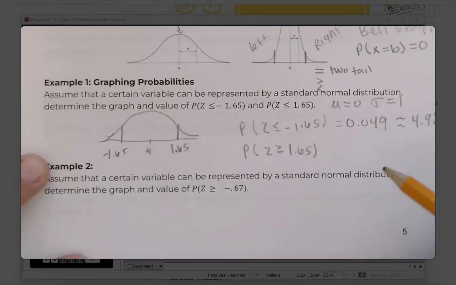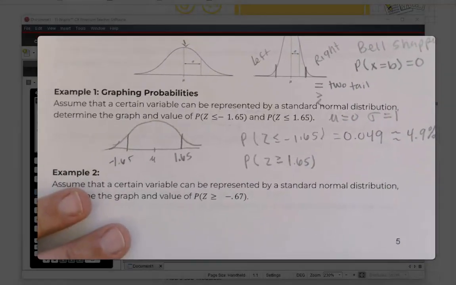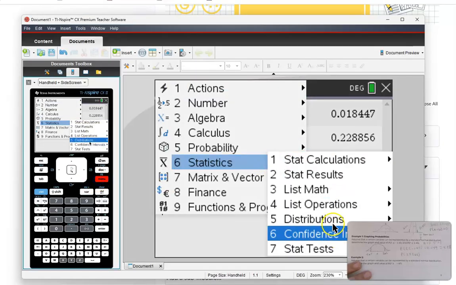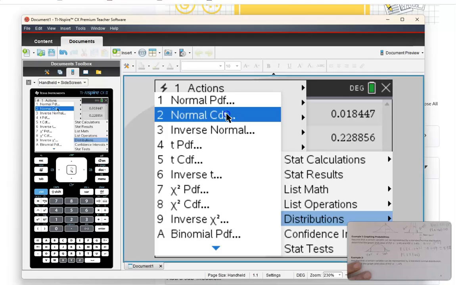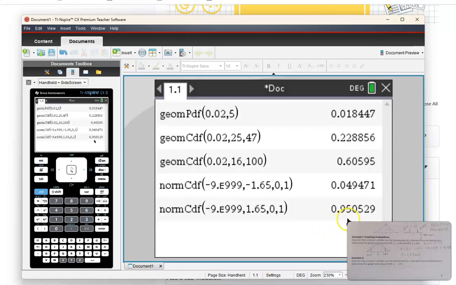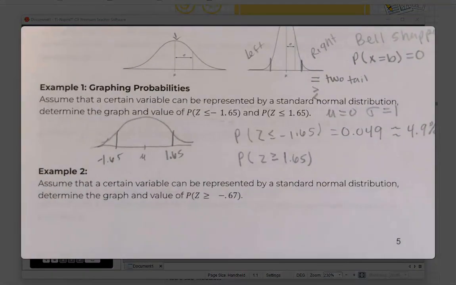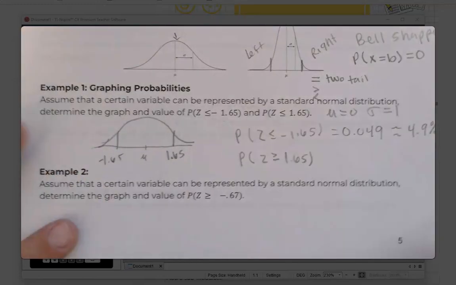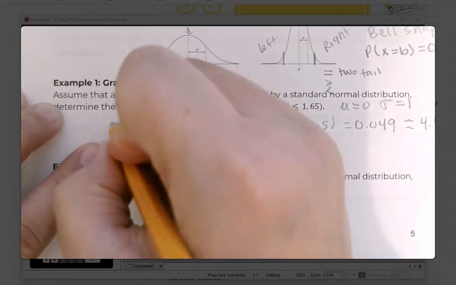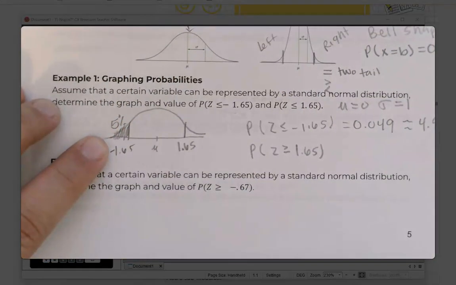Well, I can run that in the calculator, and you know what? I might just do that just so you can see. I'm going to do menu, statistics, distribution, normal CDF, cumulative distribution, from negative infinity to positive 1.65, and don't change those numbers. You'll notice that it's 0.95. Interesting. Whenever it gives us a number, it's always giving us the shaded region on the left side. So the first number it gave us is about 4.9%.